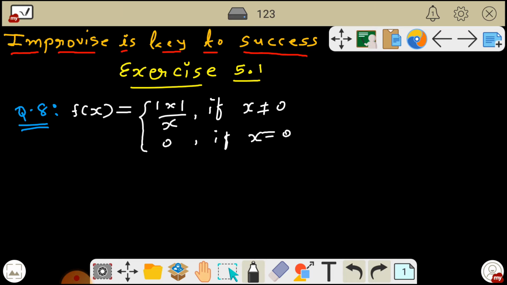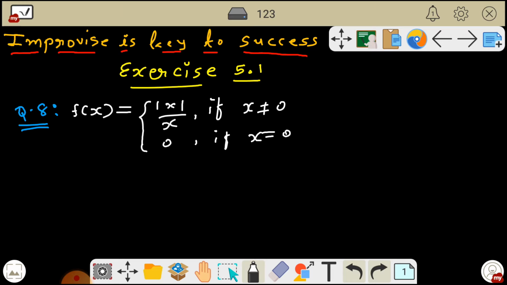In this question, we have to find the points of discontinuity for the function f of x is equals to modulus of x upon x if x is not equals to 0 and 0 if x is equals to 0. So we have this function.